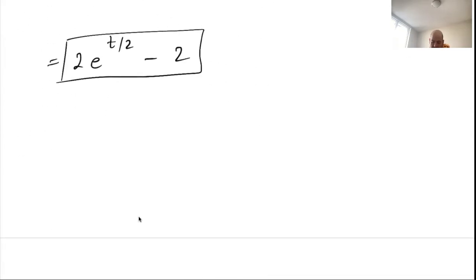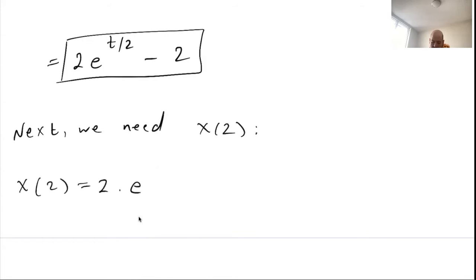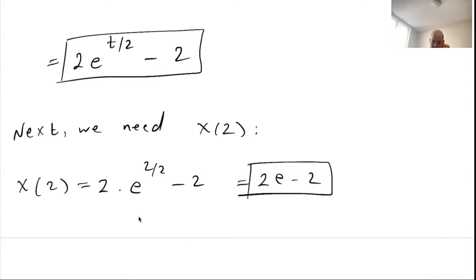So then our next, we need x of 2. So x of 2 will be 2 times e to power 2 over 2 minus 2. This is 2e minus 2. So this is how far, the question was asking how far the car moves in 2 seconds. So it moves by 2e minus 2 in 2 seconds.